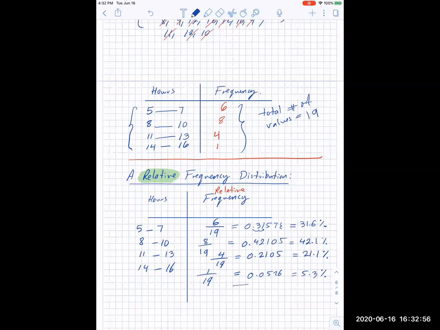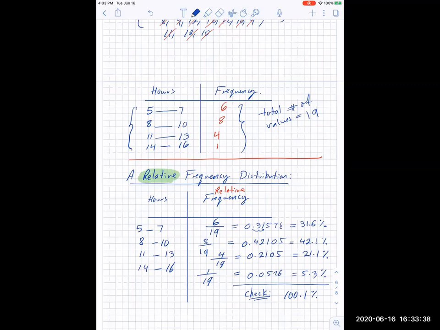Now, if your numbers are correct, what is the total, guys? If I add these percentages, I should get 100%. So let's check it. 31.6, 42.1, 21.1, and 5.3. I get 100.1%. Guys, this is fine. The 0.1% is just a round-off error because we rounded the percents.